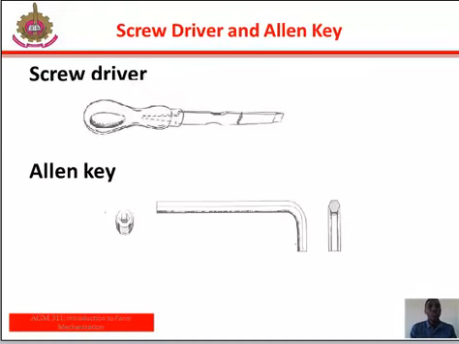Next we have screwdriver and Allen key. Screwdrivers are used for driving screws into or out of structural members. They are in two main groups: the general purpose screwdriver and the electrician screwdriver. The general purpose screwdrivers are of three types: we have the flat screwdriver, the star screwdriver, and the Allen key. Allen keys are used for tightening or slackening screws that have a hexagonal hole in their heads.